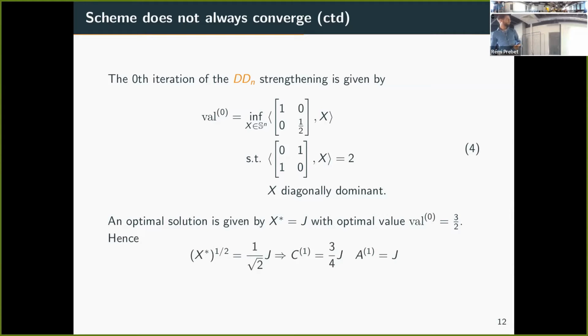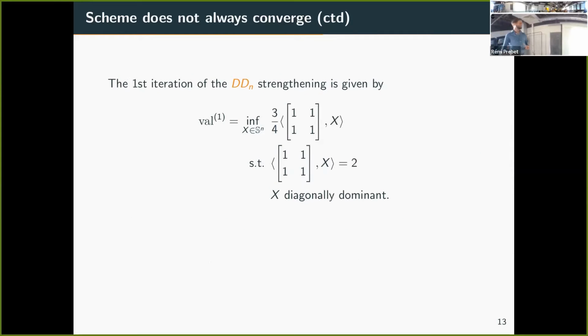And now we perform a decomposition of our optimal solution matrix. In this case, we get 1 over square root 2 times the all-ones matrix, and then the updated data matrices are 3/4 times the all-ones matrix and the all-ones matrix. Now, if we look at the next iteration, we get again the same matrix, right? So if we plug that in, every feasible solution will have an objective value of 3/2. So it didn't get any better than the previous iteration.